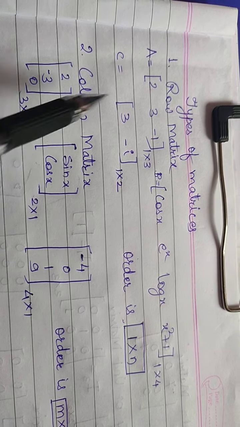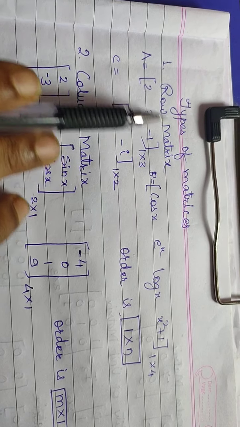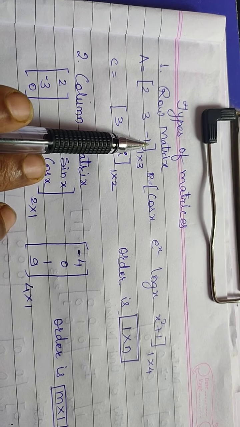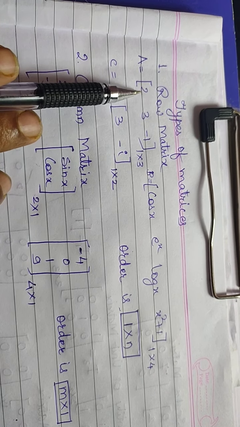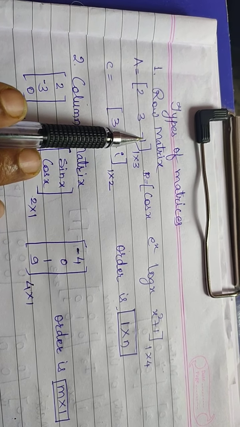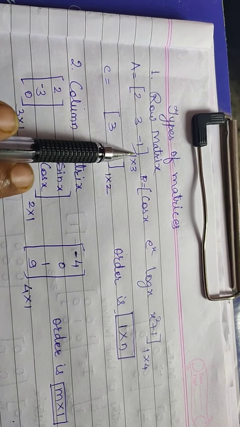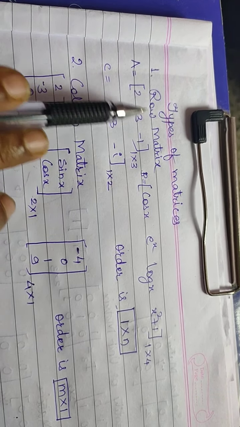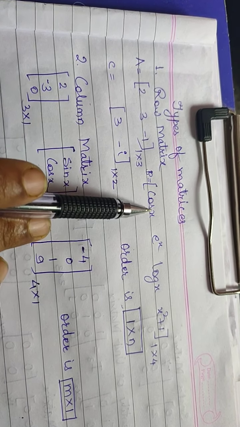Let us see the types of matrices. So first type is row matrix. The matrix having only one row is called a row matrix. In the matrix A, there are elements 2, 3 and -1 in the first row, and the order is 1 by 3 because there is only one row and 3 columns, 1, 2 and 3 columns, so order is 1 by 3.